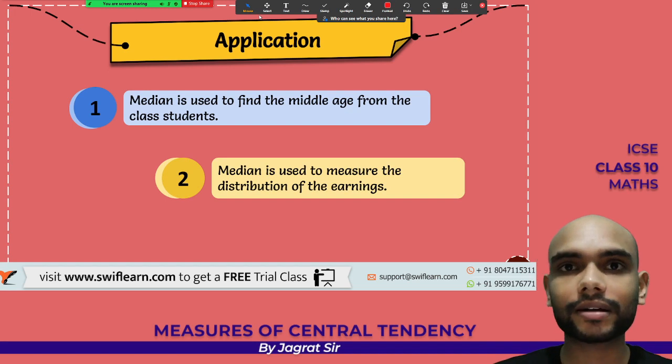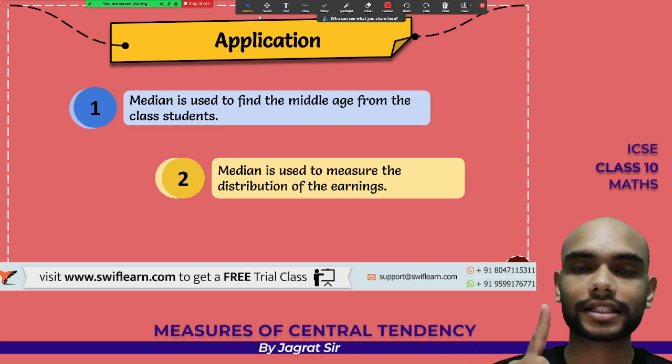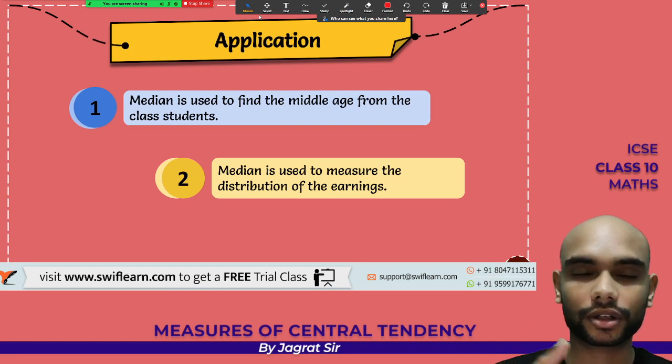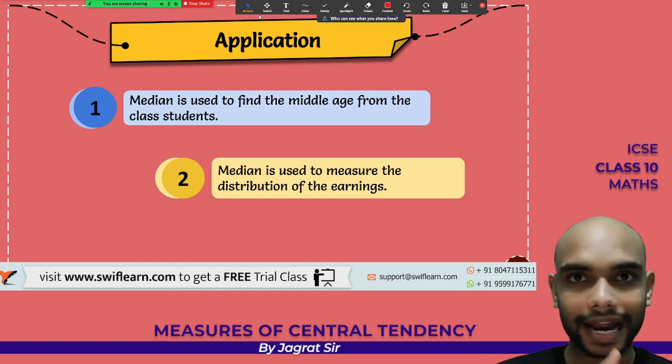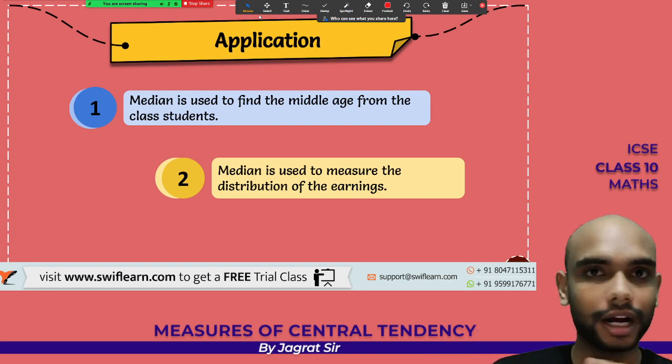If you have an even number, like suppose 16, then 16 upon 2 is the 8th digit, and 16 upon 2 plus 1 is the ninth digit. Find the 8th digit and the 9th digit in your ascending pattern, then take the average of them, and that will give you your median. So that was for ungrouped data.